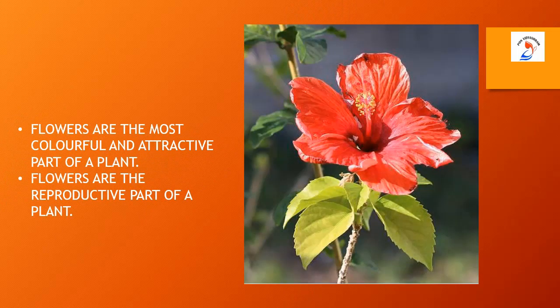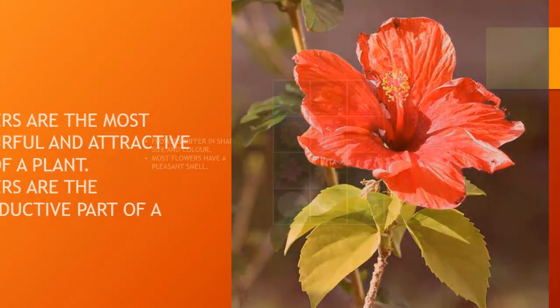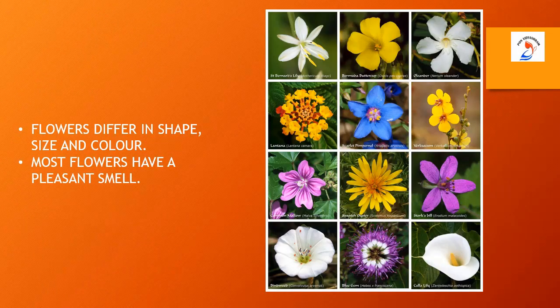Flowers are the most colorful and attractive part of a plant. What do you see in the picture children? It's the hibiscus plant. You would have seen this in your surroundings, in your garden. Yes, flowers are the reproductive part of a plant. Flowers differ in shape, size and color. Most flowers have a pleasant smell, isn't it children?